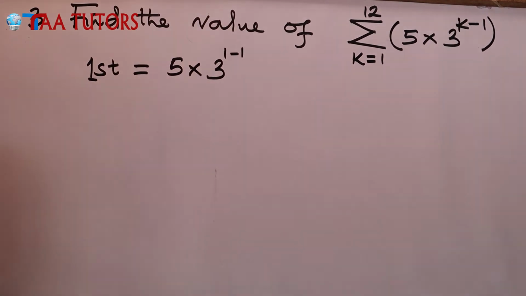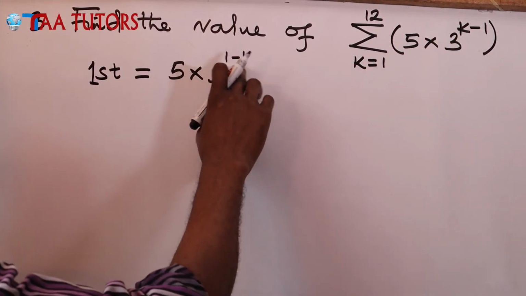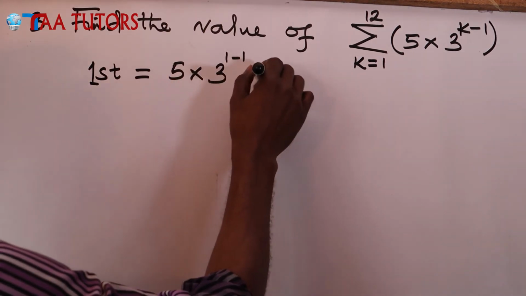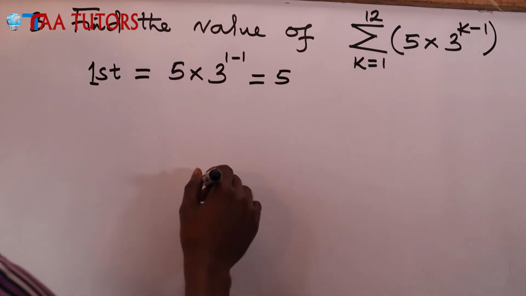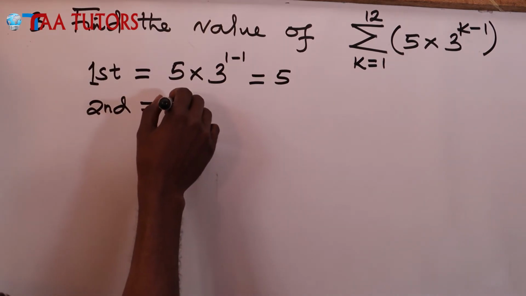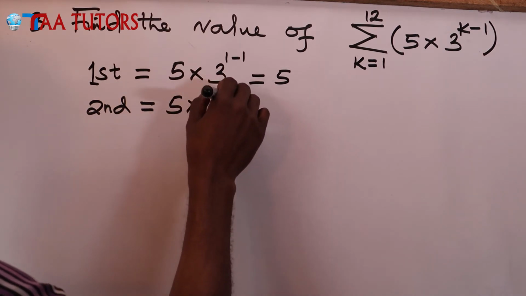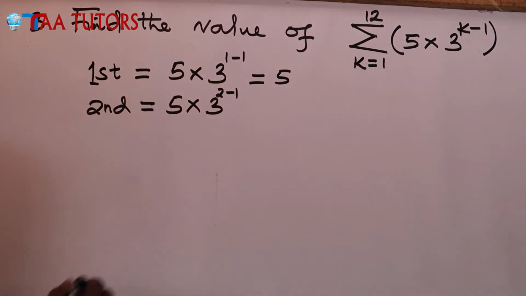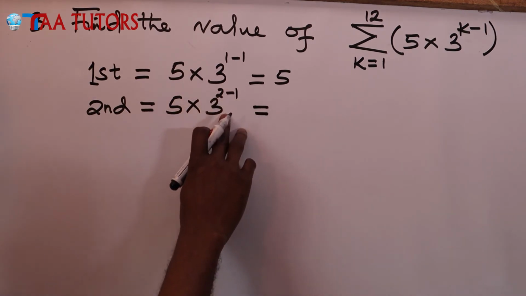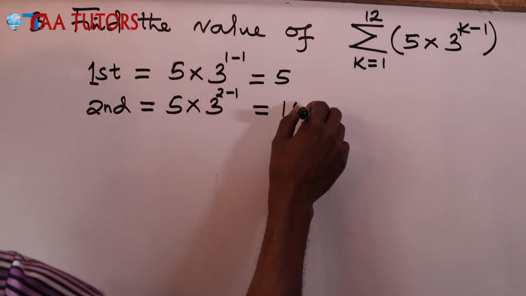And you see that I'm substituting k equals 1 here. So when 1 minus 1 is 0, 3 power 0 is 1, times 5. So the first term here is 5. If I go to the second term, I'm going to say 5 times 3 power 2 minus 1, when k is 2. So 2 minus 1 is 1. So 3 power 1 is 3, times 5 is 15.